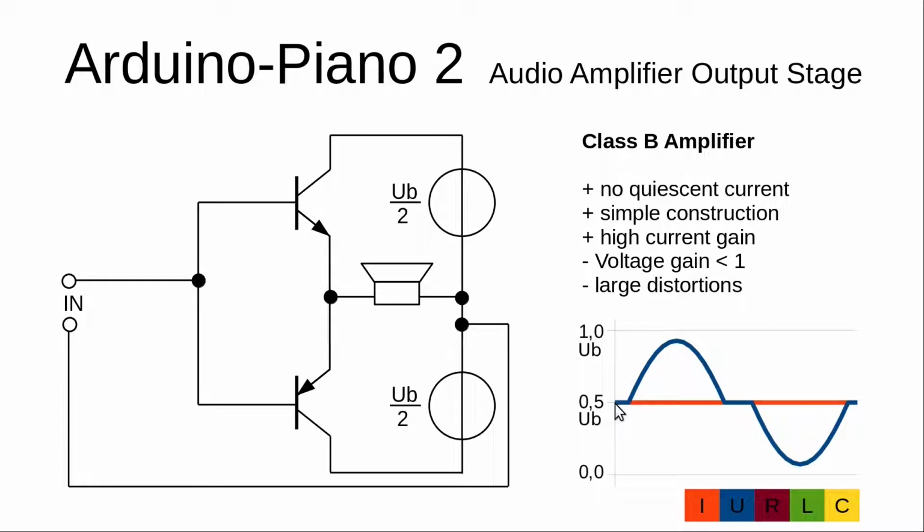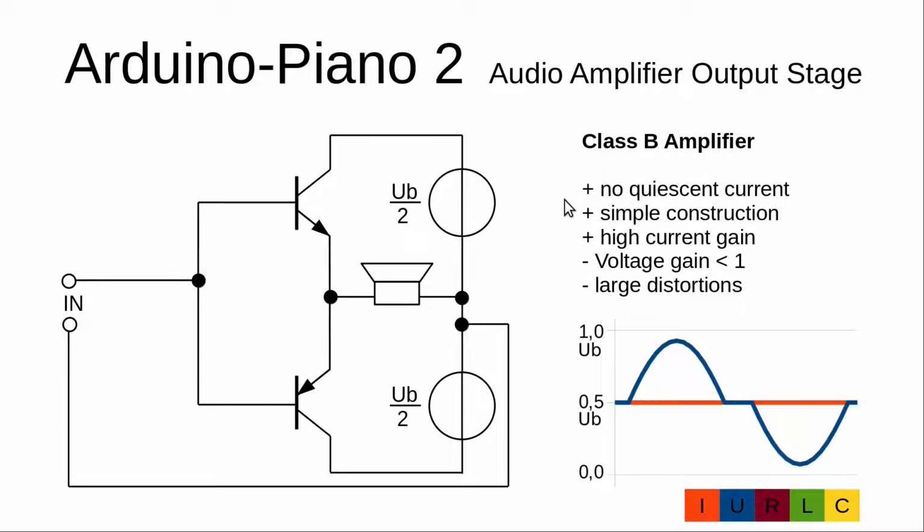If we apply a sine wave input signal, from 0 to 0.7 volt the output will remain at 0 volt, and above 0.7 volt it will follow the input signal, and below 0.7 volt it will be again 0 volt until it is below minus 0.7 volt and follows the input signal. If it is above minus 0.7 volt we will have again 0 output signal, and these plateaus are responsible for large distortions.